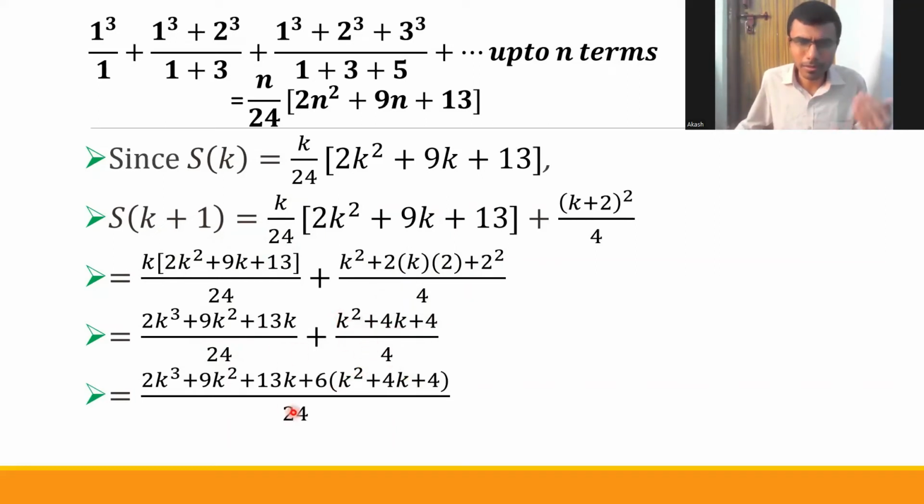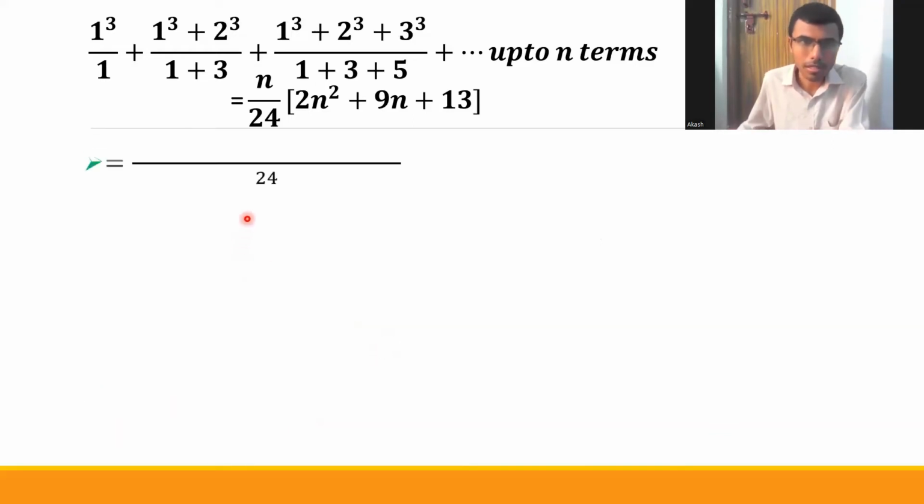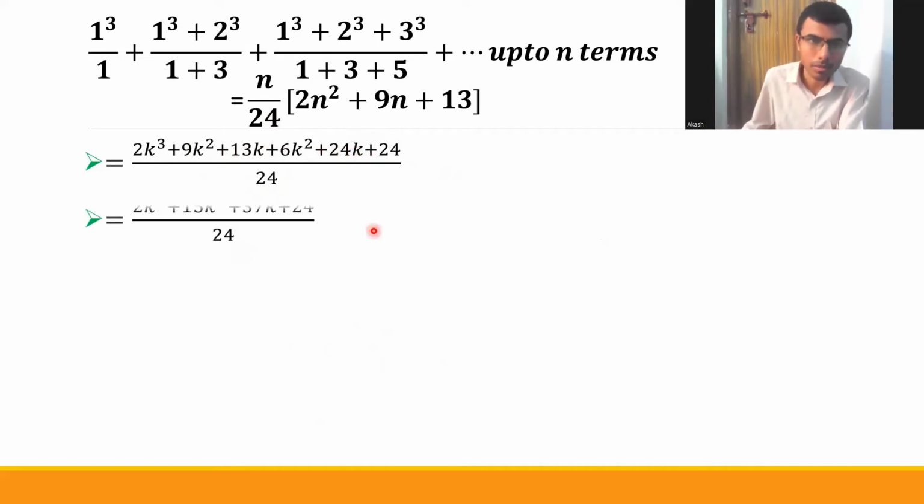When the denominator becomes the same, you can just write it like this here. Okay, now multiply the 6 to these three terms. So it will be 6k square plus 24k plus 24. Now I'm not multiplying. Now add: 9k square plus 6k square is 15k square. 13k and 24k is 37k, and plus 24. This is what I have.